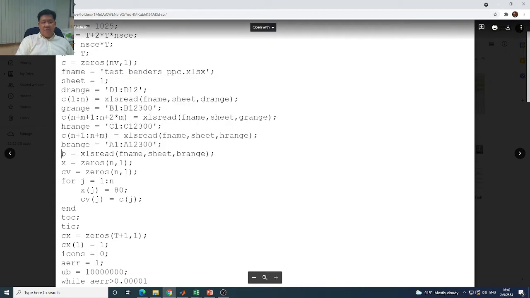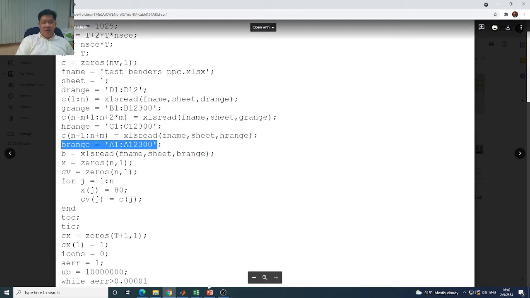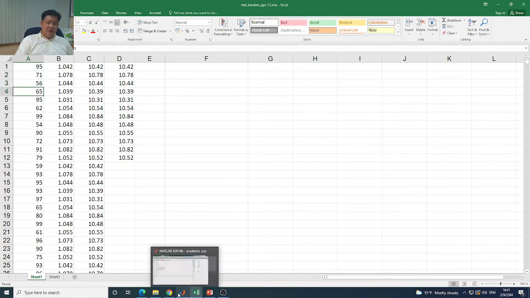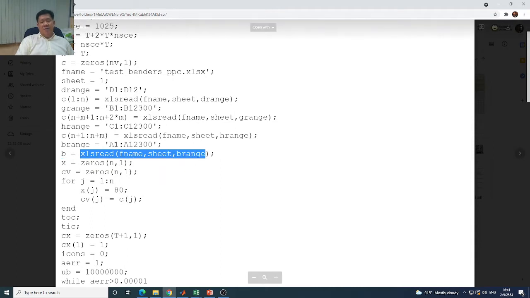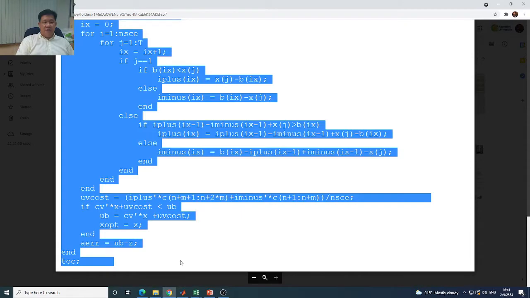And for the right hand side, B, we just use the B range here, which is in column A. You might remember from this exercise, column A is the D, the right hand side constant, the demand at period I for scenario K. To identify the B range, we just use XLS read, again with the file name, sheet number, and then identify the range. And that's about it. We can import the B and the C, and then after this we just start doing what we call the Bender decomposition.